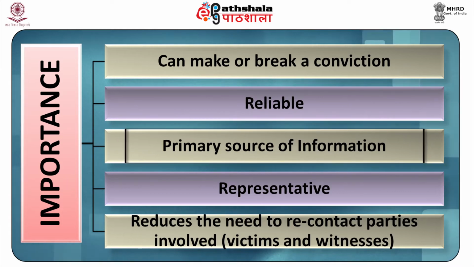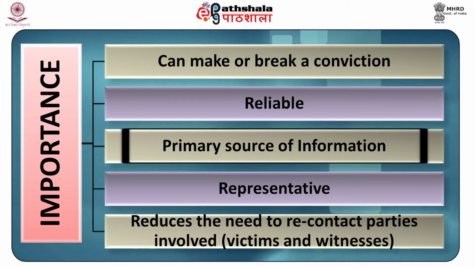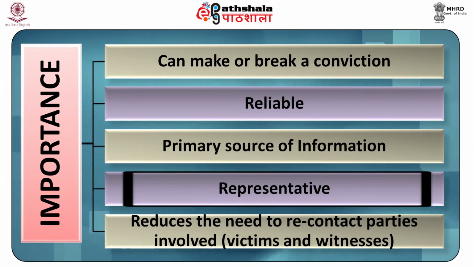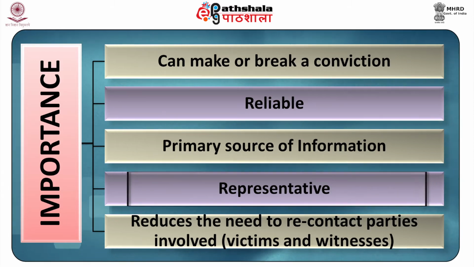Primary source of information. The primary information source for the offense report is field notes, because the first reporting officer is usually the person who writes any incident report which is required by the situation. Representative. Field notes are significant as they present the detail which makes the content of the event report.